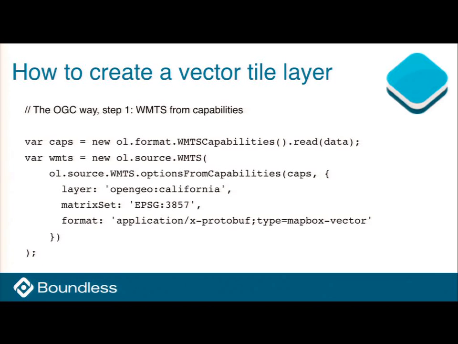All you have to know is the layer you want to render, which in our case is the OpenGeo California layer. You have to know the matrix set you're going to use. That's usually tied to the projection you're using. In this case, it is Web Mercator, and the format you're interested in. The same WMTS could provide image tiles in PNG format, but what we want is MapBox Vector Tiles in the protobuf format.